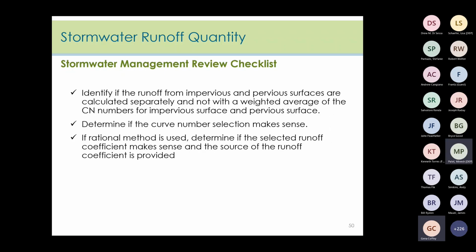Next on the review checklist is to identify if runoff from impervious and pervious surfaces is calculated separately and not with a weighted average curve number. We need to make sure that the curve number selection is appropriate for the land cover, and if the rational method is used, then does the runoff coefficient make sense?